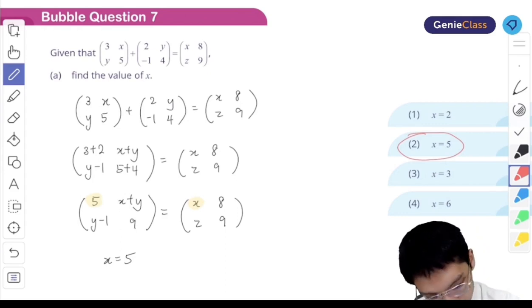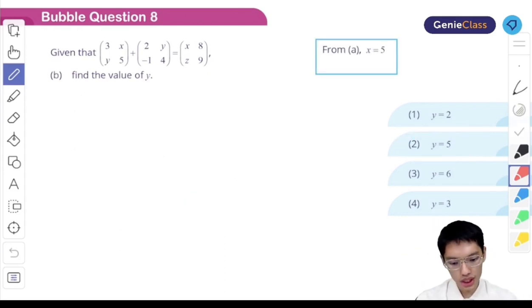Okay. Now, next up, bubble question number 8. Find the value of y. That's a very good hint over here. Let's take note. Find the value of y. How do I do it? Okay, launching the bubble launcher. The previous working should help you. In 3, in 2, in 1, and let's go.